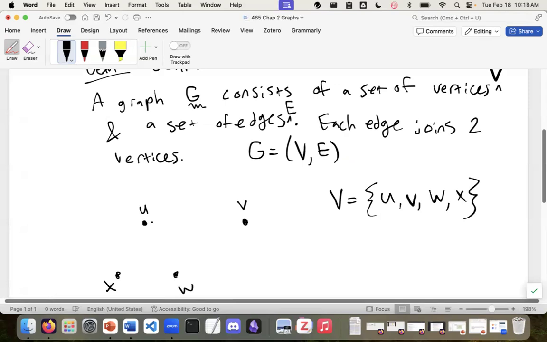And then from here, I can draw edges. We've got a triangle here with U, X, and W. X has this edge going to itself. W and V have one edge.